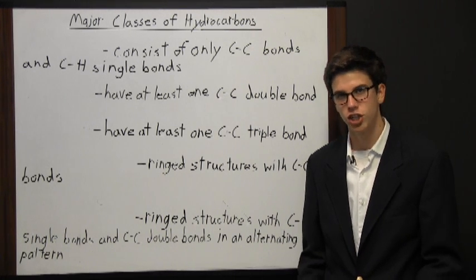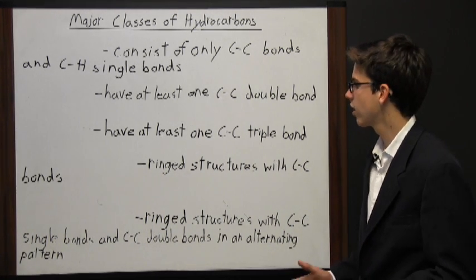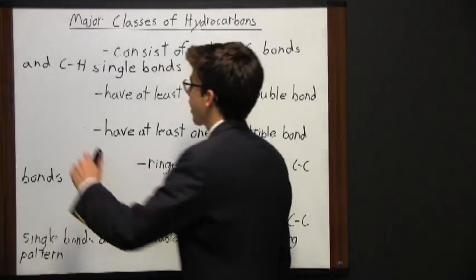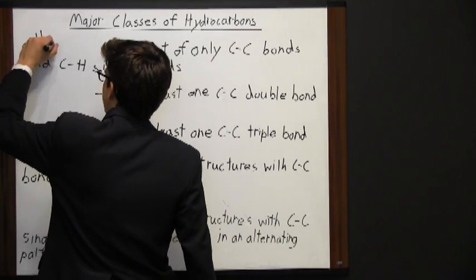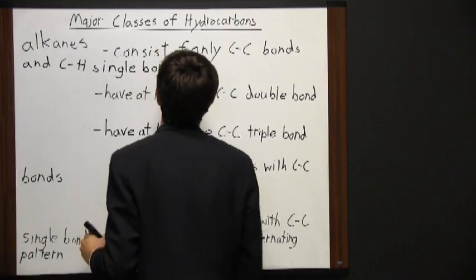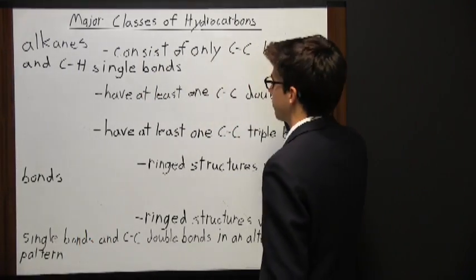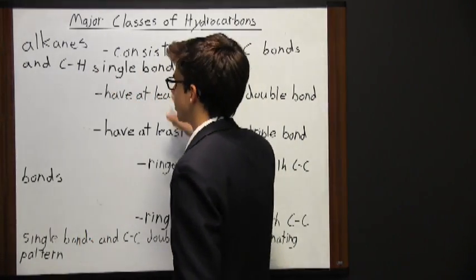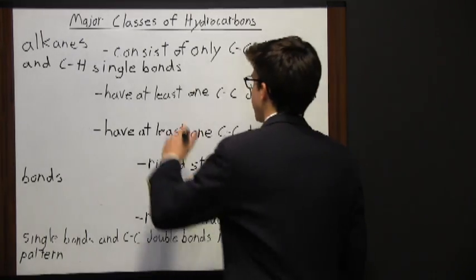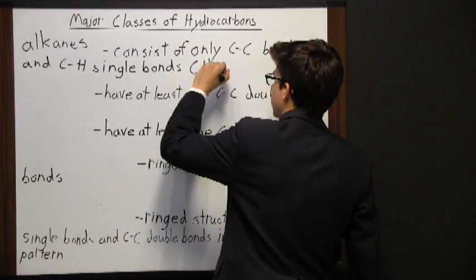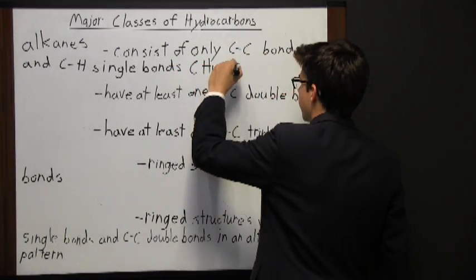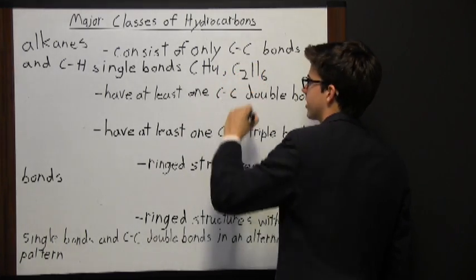There are 5 major classes of hydrocarbons that we're going to take a look at. So we're going to start with alkanes. Alkanes consist of only carbon-carbon bonds and carbon-hydrogen single bonds. An example of that is methane, which looks like that, and then also ethane, which looks like that.